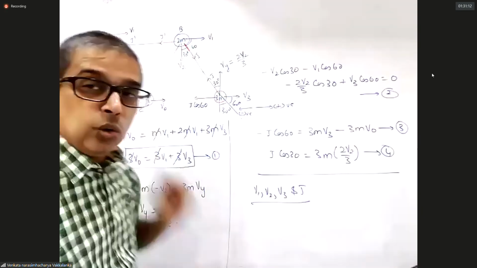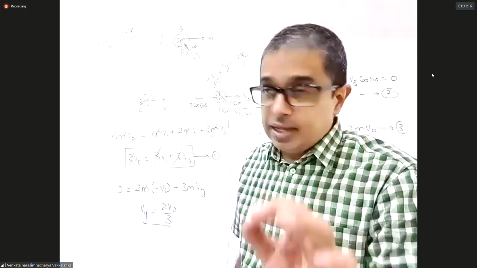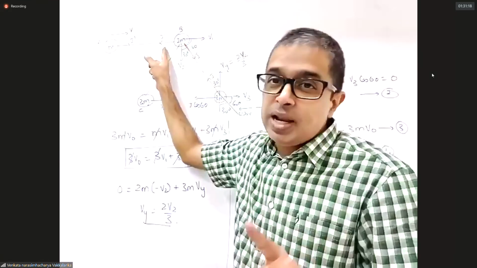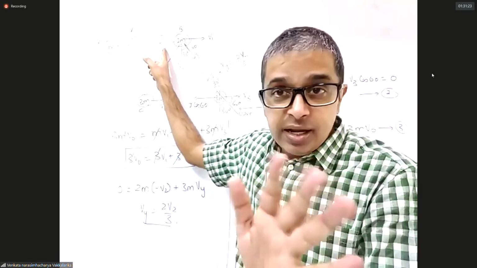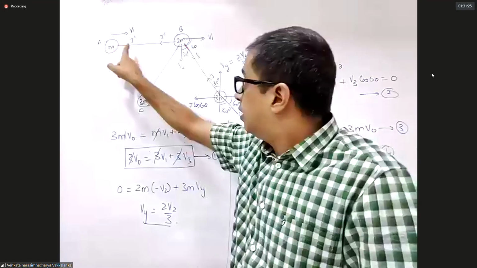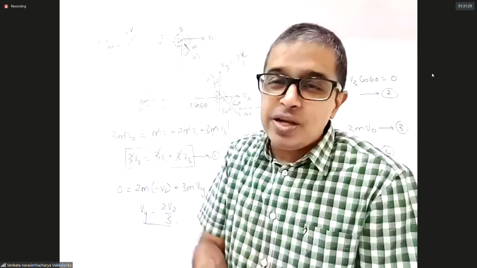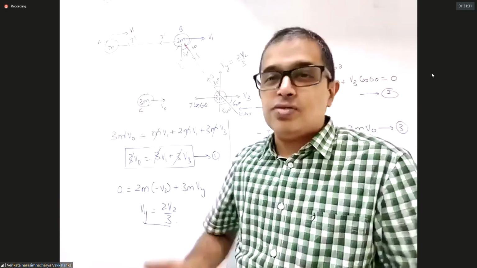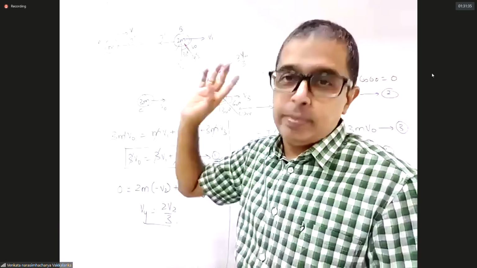Why did you avoid 2M? If I take impulse on 2M, J dash walks into my life. To eliminate J dash, I need one more equation. It's not that I don't have it, I do. J dash is m into V1. But why will I increase one variable and increase two more equations and so on? So I preferred this and not 2M.